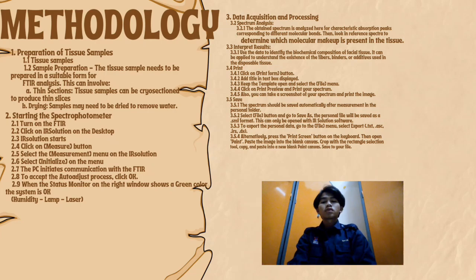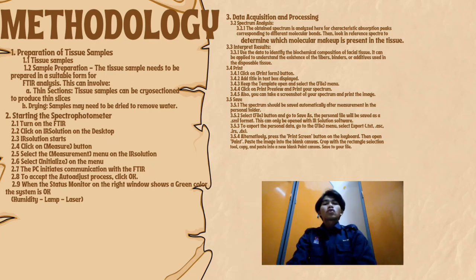First, tissue samples can be cryo-sectioned to produce thin discs. B is drying. Samples may need to be dried to remove water. Second is starting the spectrophotometer. First, turn on the FTIR and click on IR Solution on the desktop.